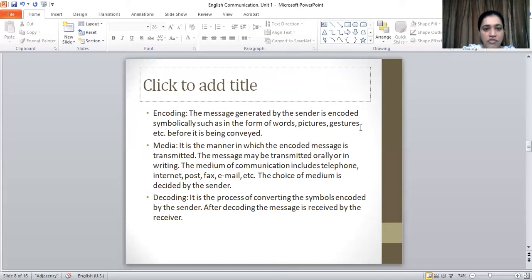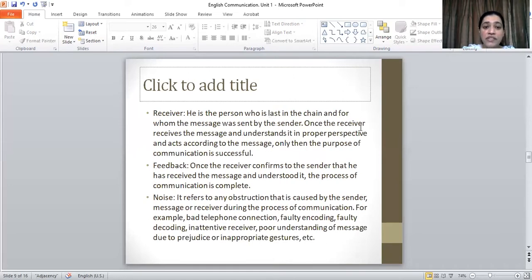Then we come to the process of encoding. The message generated by the sender is encoded symbolically, such as in the form of words, pictures, gestures, etc., before it is conveyed. Media refers to the manner in which the encoded message is transmitted. The message may be transmitted orally or in writing. The medium of communication includes telephone, internet, post, fax, email, etc. And of course, the choice of the medium is generally dependent on the sender. Decoding is the process of converting the symbols that are encoded by the speaker. Once the process of decoding is done, the message is received by the receiver.